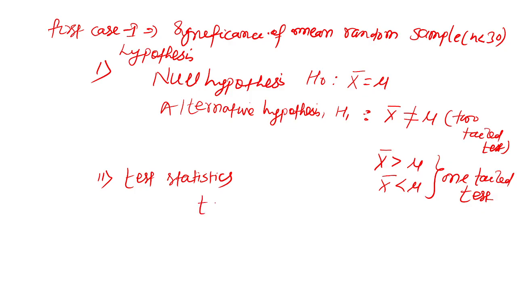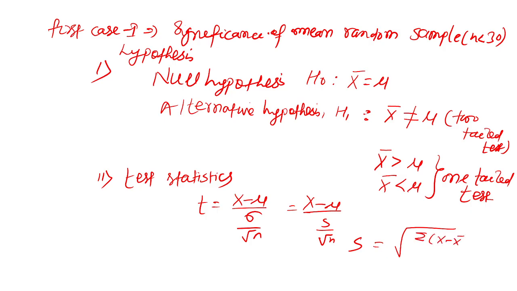statistic. So t will become x bar minus mu upon sigma upon root n, or x bar minus mu upon s upon root n. It depends on which one to use. So x bar is the sample mean, mu is the population mean, and s is the sample standard deviation. That we can calculate: s is equal to root under summation of x minus x bar whole square upon n minus 1. Okay. And then the degree of freedom will become n minus 1.